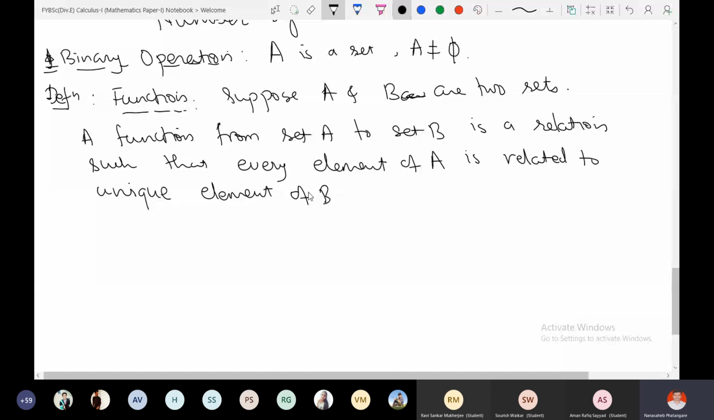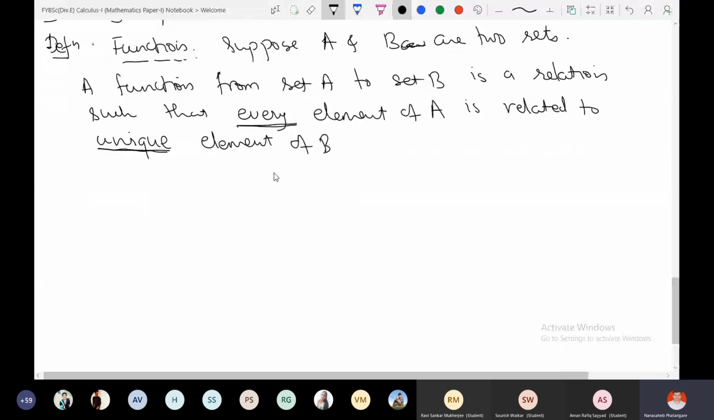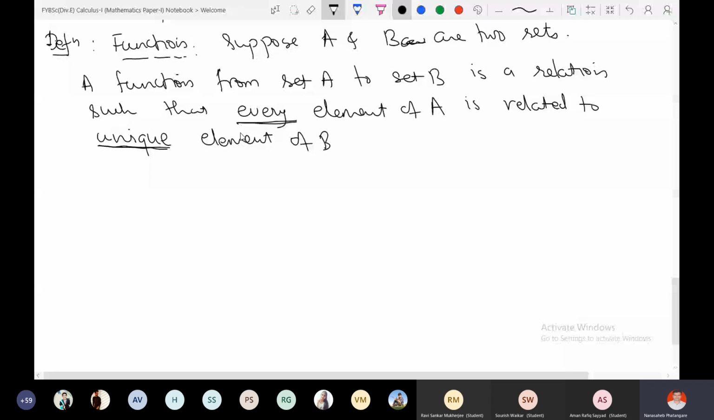And here, while talking about function, when we say function, these two words are very important: every and unique. Every and unique. Why these two? Unless you understand these two words, you cannot understand function at all. So let me explain why these two words are important.